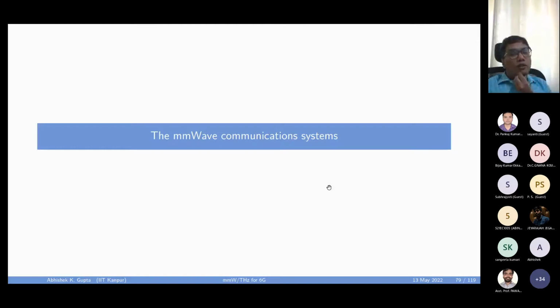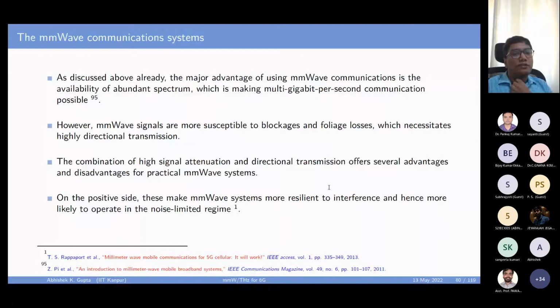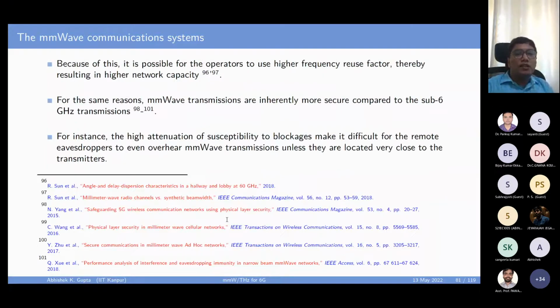Now I am going to talk about this quickly. In a millimeter wave communication system, what can you expect? We saw that they are susceptible to blockages and foliage loss. That's why you need directional communication. But high signal attenuation and directional transmission have both advantages and disadvantages. Disadvantages, because it reduces the signal power, so you can only operate over a small distance. But they also reduce the interference. So you are going to operate in a noise limited design, so you can get better coexistence.